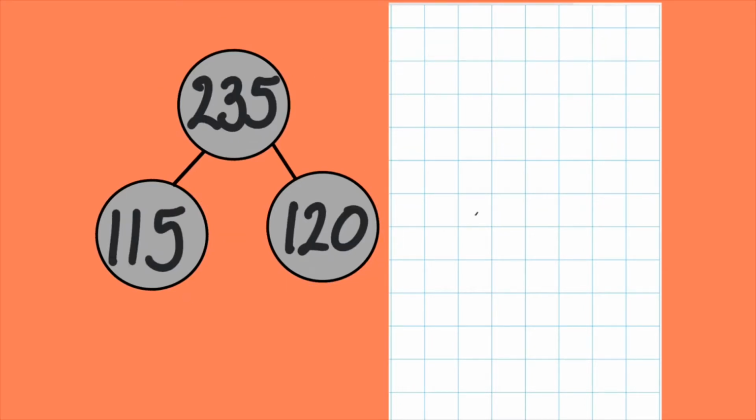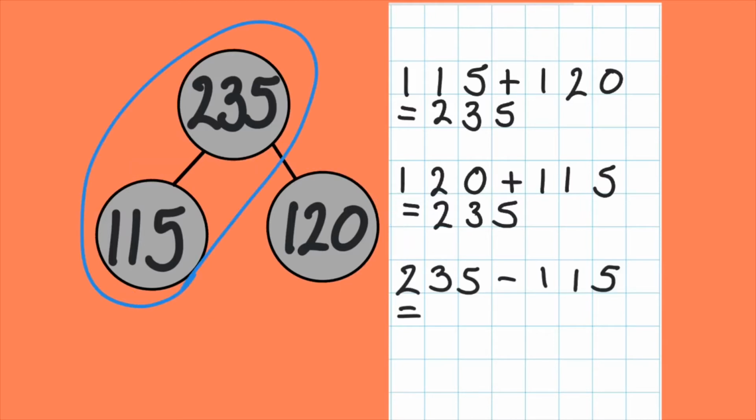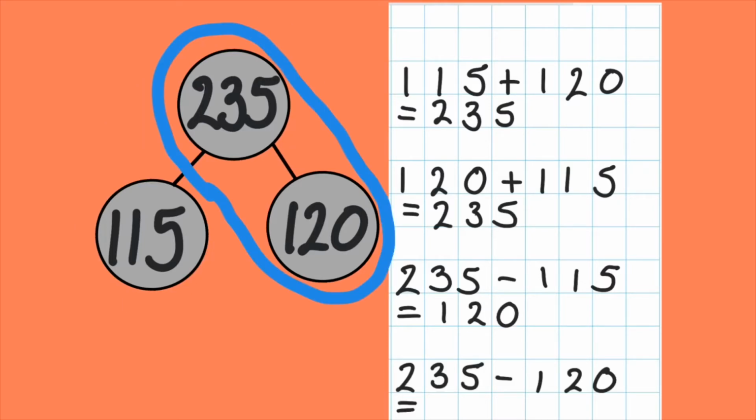In another part-part whole model we've got 235, 115 and 120. This model shows us that 115 add 120 is 235. And if we do it the other way, it shows us 120 add 115 is also 235. It shows us that 235 minus 115 is 120. And it shows that 235 minus 120 is 115.